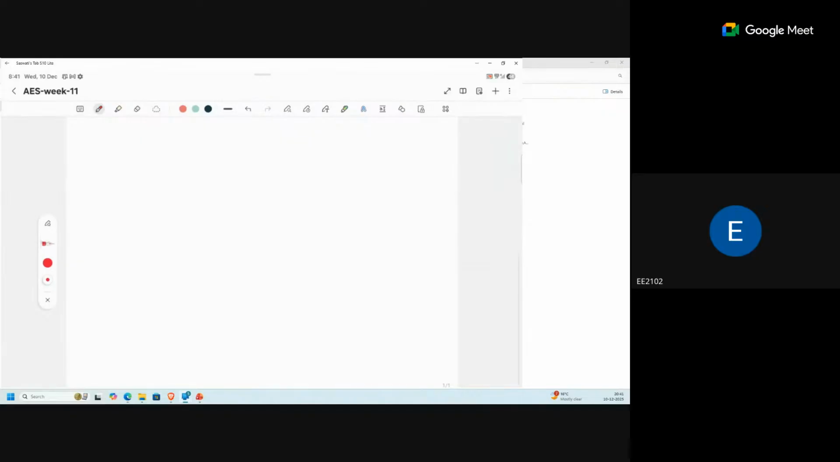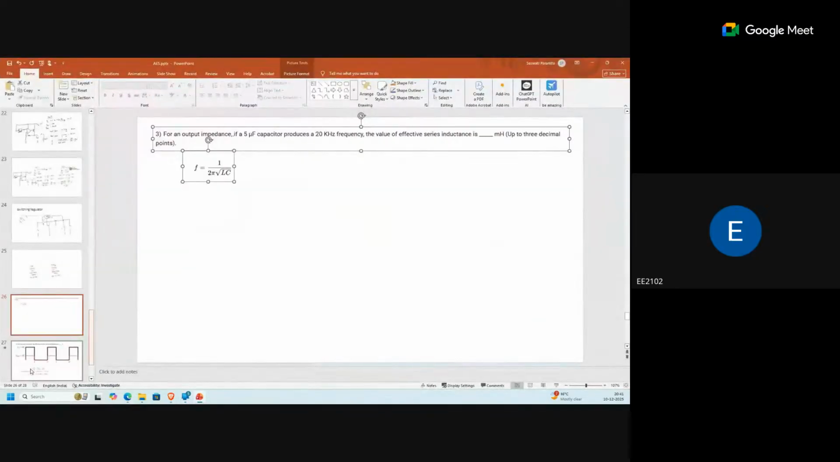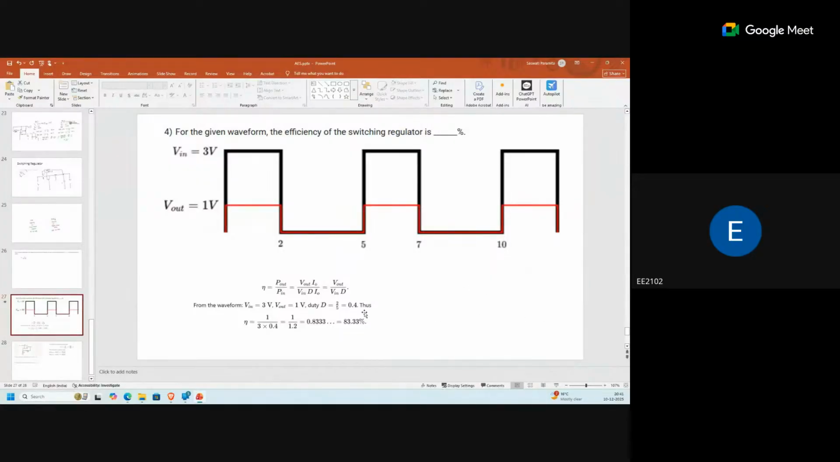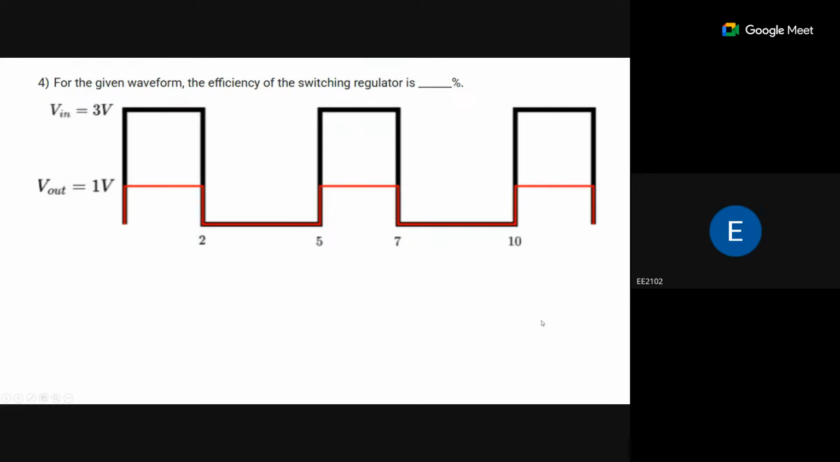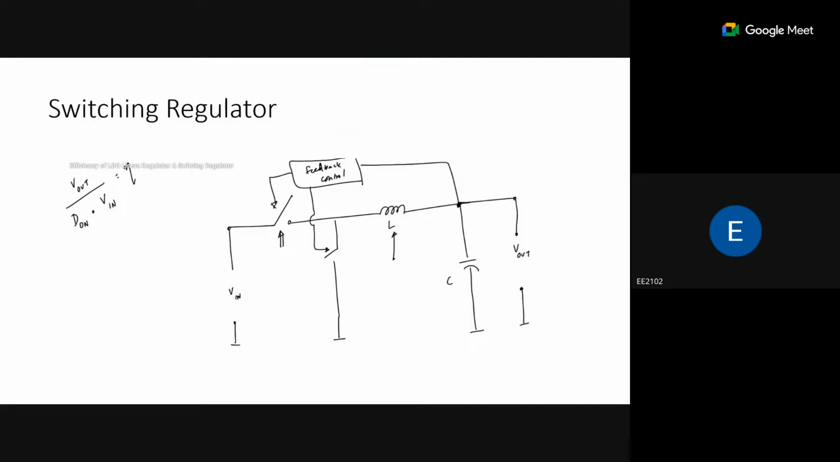So, just a second question, let me show you. This is the second question. For the given waveform, what is the efficiency of the switching regulator? The efficiency of the switching regulator I had shown you here: V out over V in multiplied by the duty cycle gives the efficiency, right? This is the formula, right?